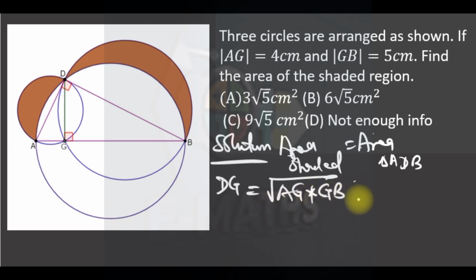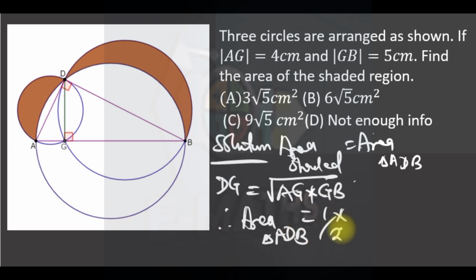So with that, you see that the area of this triangle ADB is half the base times the height. The base is AB, and AB is 4 plus 5. The height is DG. So half base times the height is now the square root of AG times GB, where AG is 4 and GB is 5. So do you see the answer?